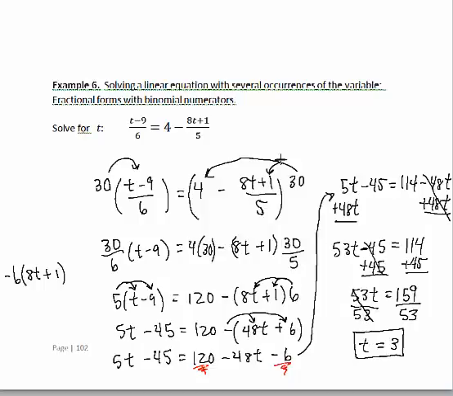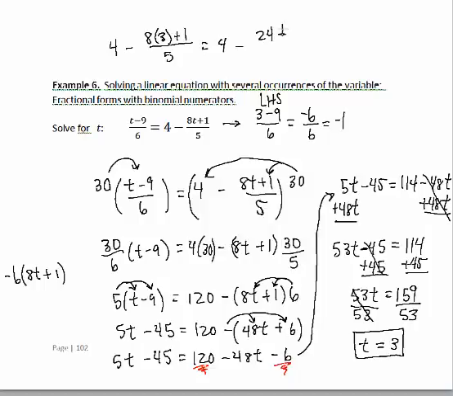And once again, you can check that. Just plug it back into the original equation. This is just the left hand side. That would give us a negative 6 divided by 6, which is negative 1. And then for the right hand side, I'll move that up here. We would have 8 times 3 plus 1 on the top divided by 5. 8 times 3 is a 24 plus 1.